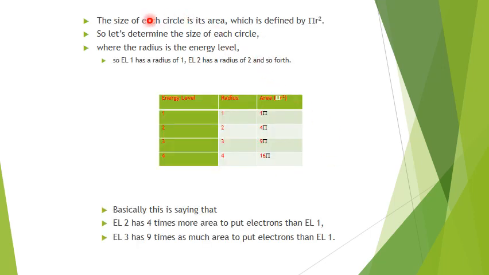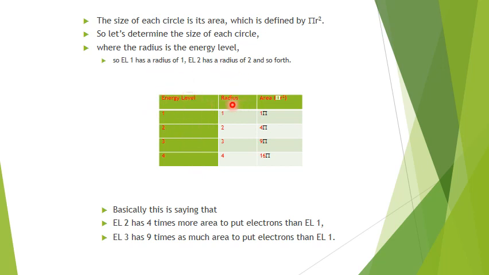Okay, so what we're going to do now is compare the size of the 2 circles, because smaller circles are going to be able to hold less things than bigger circles. So we can see how many electrons each energy level can hold by looking at the size of the circle. The size of a circle, the area, is defined by pi r squared. So let's determine the size of each one of the energy level circles.